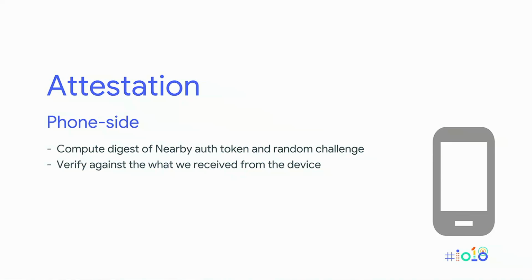On the phone side, we need to verify that the attestation challenge is correct. So we extract the attestation from that certificate, and then we create a hash of the authentication token from Nearby and the random challenge we generated earlier. We combine them together and generate a hash, and we check that it matches what came from the certificate chain from the device. And this verifies that this whole loop is complete and secure.